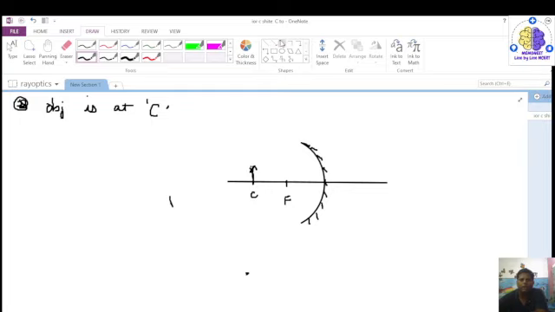Now let's take the first ray. Again, we'll take the first ray which is traveling parallel to the principal axis, right? So this is the incident ray. After reflection, it has to pass through the focus as per the rules which we have seen, right? So this light ray is passing through the focus. So this is your reflected ray.